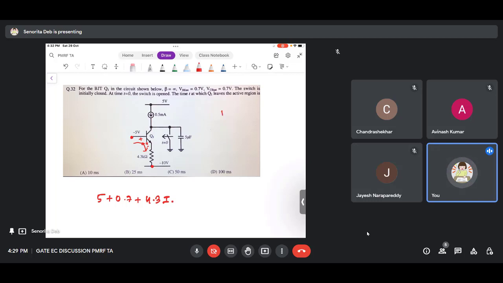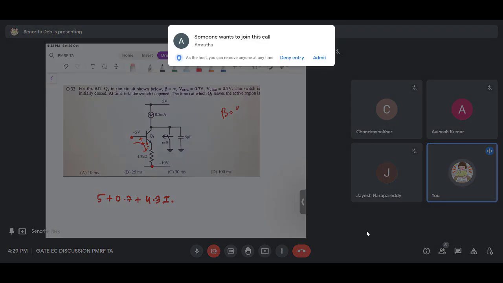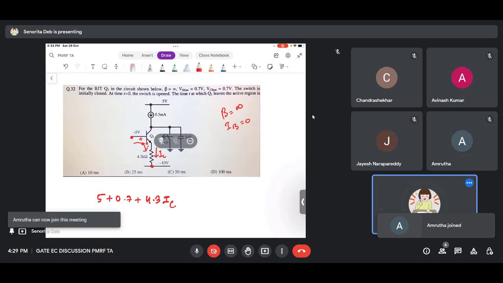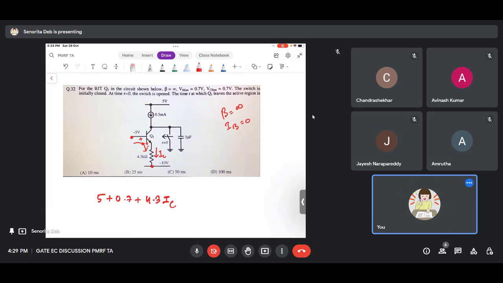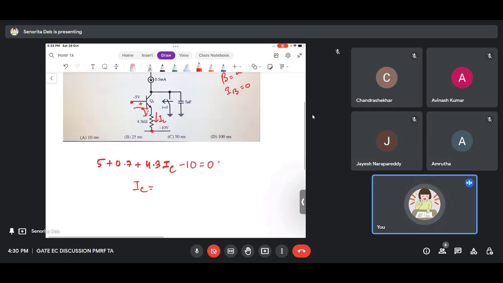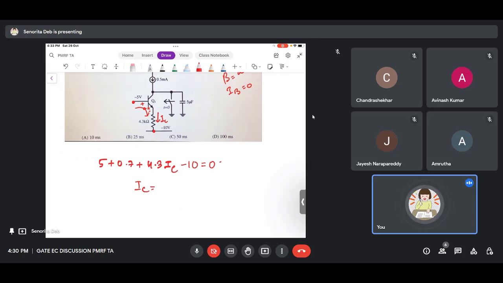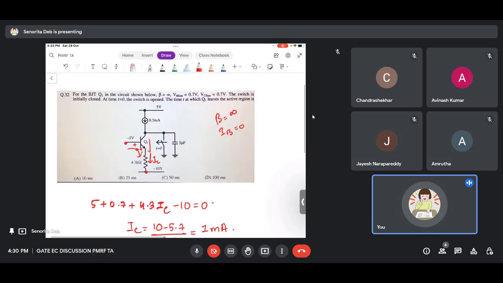Beta is infinity. So beta is infinity, that means IB is 0. So I'm directly taking IC. And 4.3 times IC, then what will you have? You will have -10, right? -10 equals to 0. So what will IC come out to be? 10 minus 5.7 divided by 4.3. This is nothing but 1 milliampere, right? So the current going from here is 1 milli. And I have a source of current of 0.5 from up. That means the current which is going here is 0.5 milli.